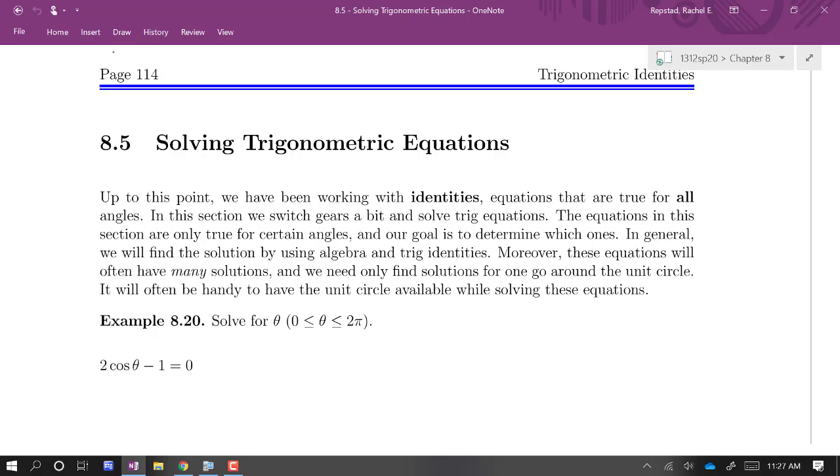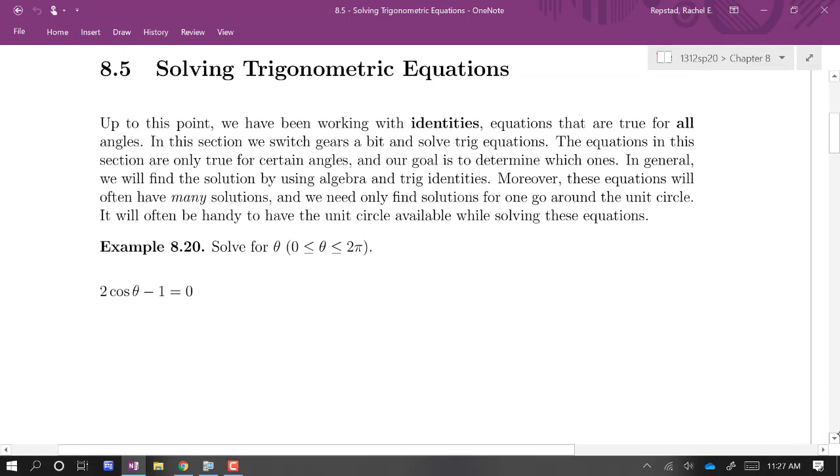For the most part, these equations will usually have many solutions, maybe infinitely many, but we're only going to find the solutions for one go around the unit circle, so from 0 to 2 pi or 0 degrees to 360 degrees. We're going to start with a simple one where we're going to want to solve for theta, where theta is between 0 and 2 pi. So right off we know, and this is true for probably most equations, we want radians, right? They're telling us that here, that we want our answer to be in radians. If they wanted it in degrees, they would have said between 0 degrees and 360 degrees.